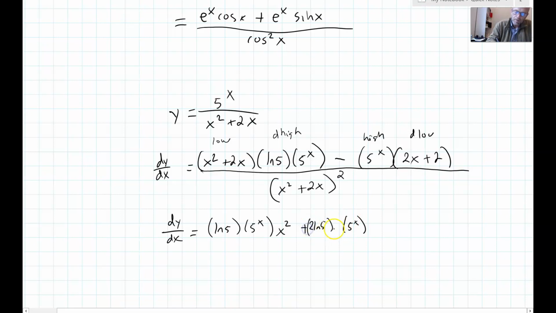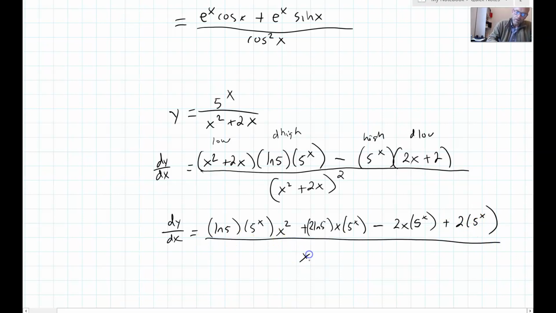times x times 5 to the x minus, and then down here I'm going to have 2x times 5 to the x plus 2 times 5 to the x all over x squared plus 2x squared.